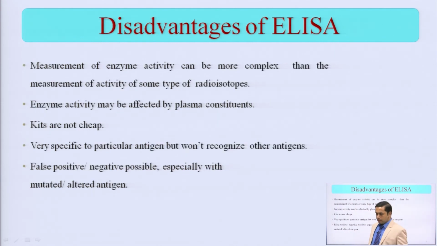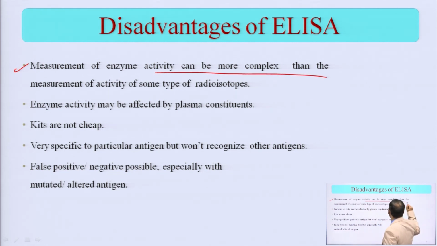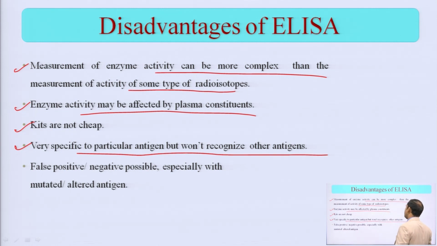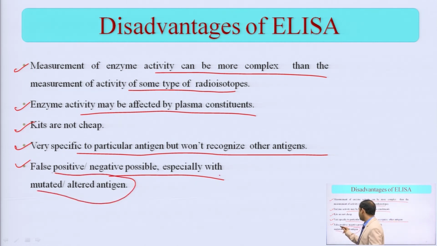But yes, disadvantages, what are the disadvantages? Measuring enzyme activity can be more complex than measurement of the activity. Enzyme activity may be affected by plasma constituents, kits might not be cheap, and an assay is very specific to a particular antigen but would not recognize other antigens, and false positives and false negatives are also possible in the case of a mutated or altered antigen. Okay, false positive results also happen.